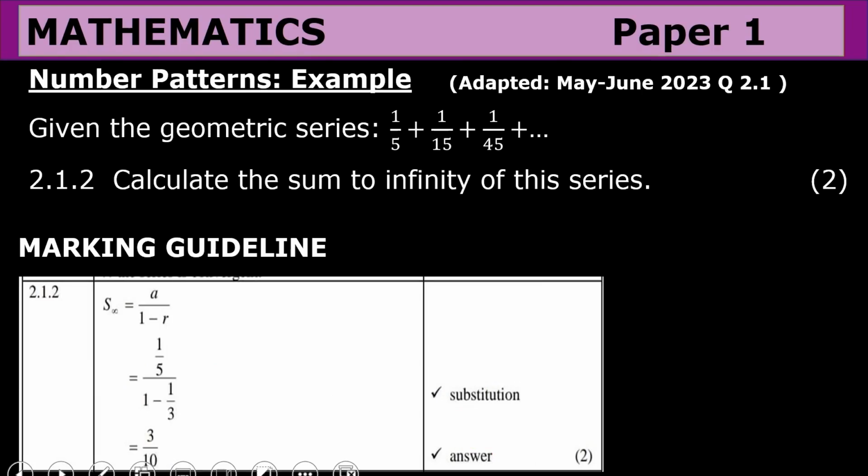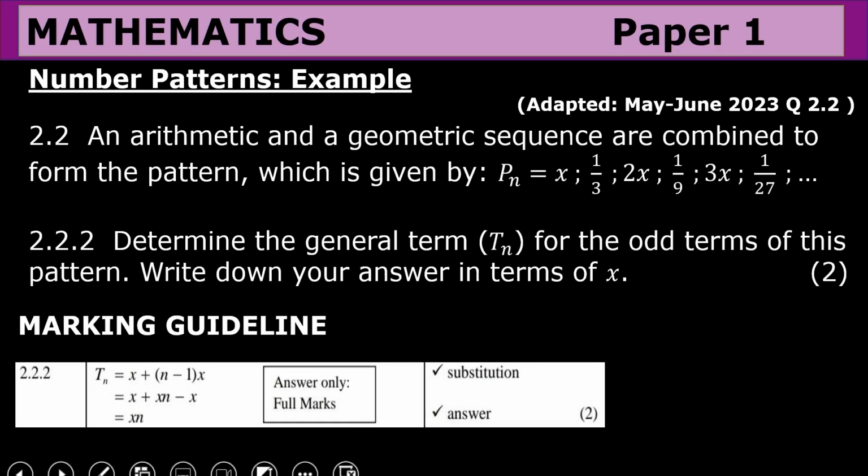Moving on to the next question, still within the same series, it says calculate the sum to infinity of the series. So using our formula, we're going to get 1 mark for substitution and another mark for the answer. And that is as simple as it is. Those are the 2 marks. Let's go over to the next question.